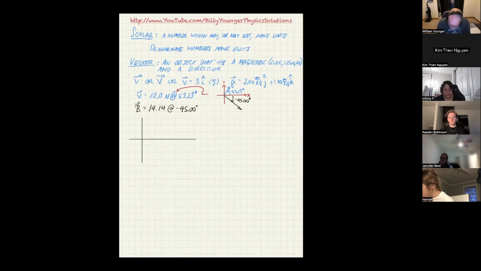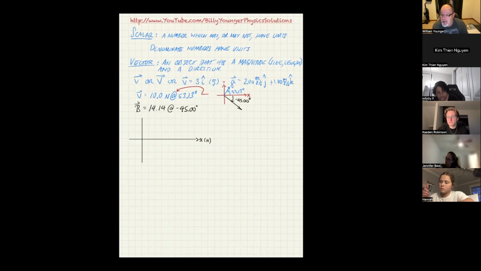I'll draw a coordinate system like this, and I'm going to say that this axis is my x-axis. And just to show you the abstractness of this, I'm going to say x is measured in newtons, because that's really what you do when you're plotting a vector. If the vector is a velocity, you're in some kind of weird velocity space where the x-axis and the y-axis have units of meters per second. Or if it's in a force space like I'm doing now, then it has units of newtons.